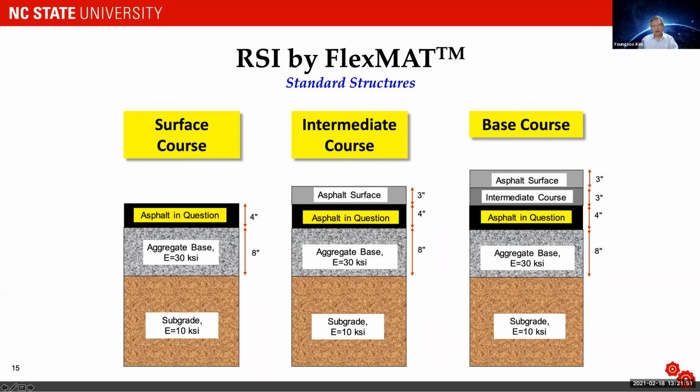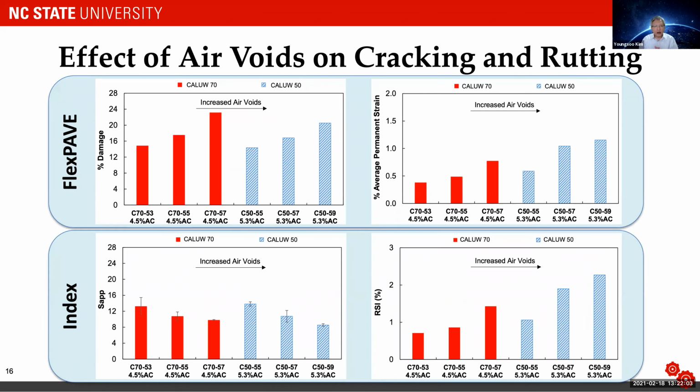Okay? So for these standard structures, once you enter the AMPT test data, it's going to do all the calculations in FlexMat. And I'm going to show you how these SAP and also RSI predict the effects of different mixture factors. Okay, so we look at 3 different mixture factors here.